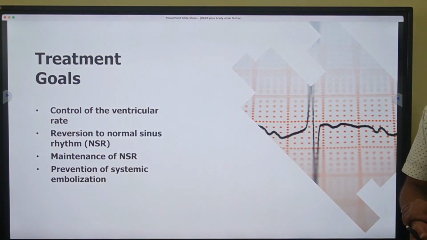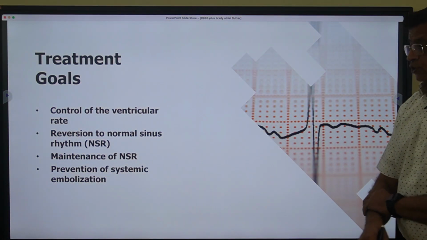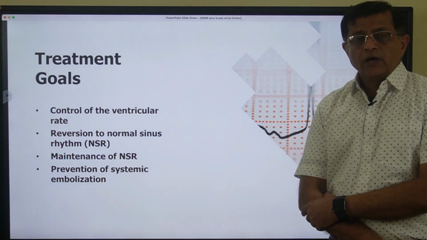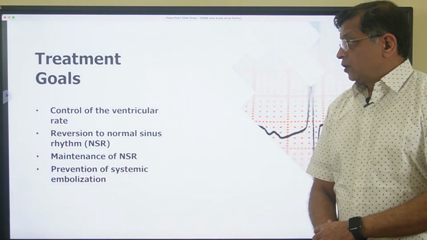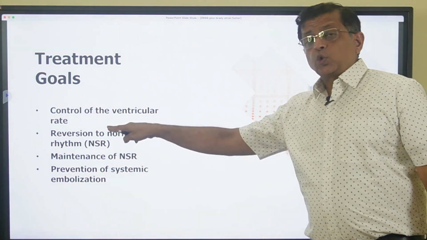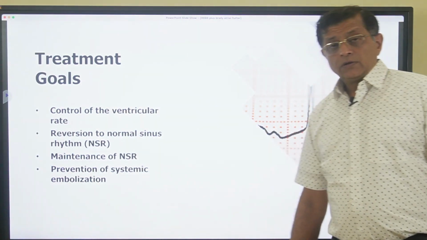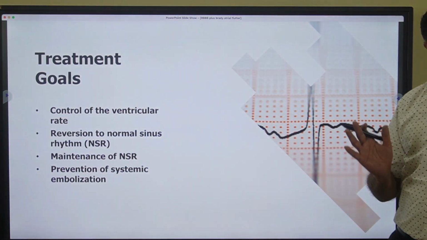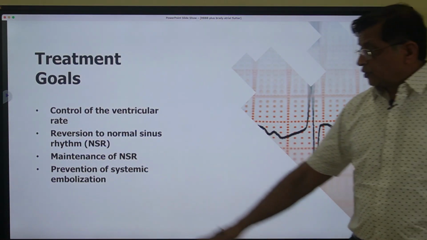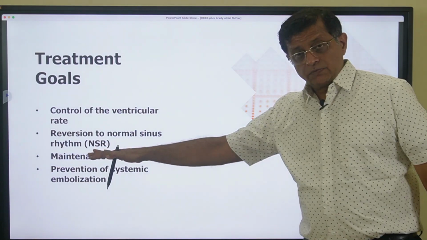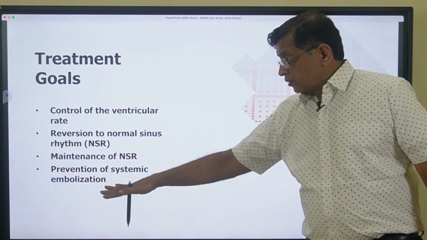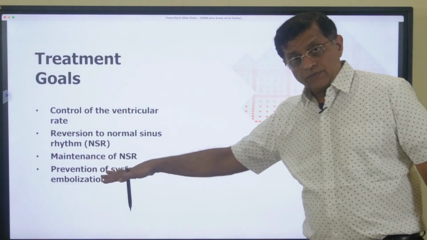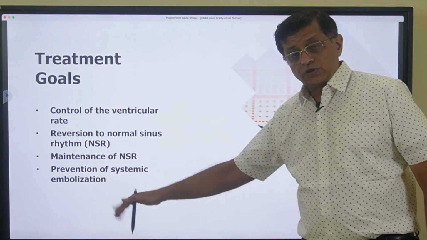There are 4 treatment goals, and the approach is similar to what we do in atrial fibrillation. The first is control of ventricular rate. That means we do not correct the rhythm, we only keep the ventricular rate low. Second is reversion to normal sinus rhythm, NSR. Thirdly, maintenance of NSR. And lastly, prevention of systemic embolization.